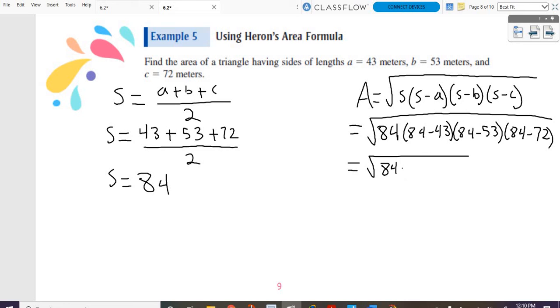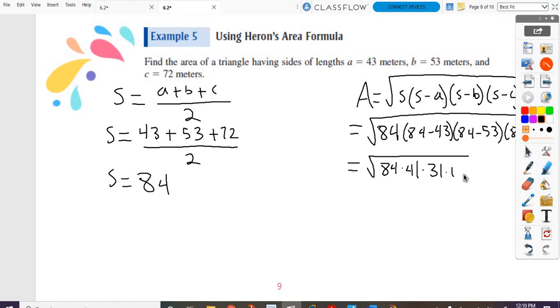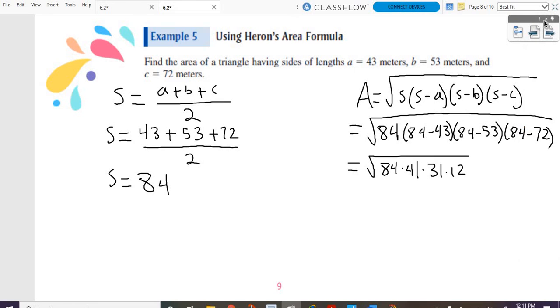So 84 minus 43 gives us... I just put it all in. Well, 84 minus 43, we should be able to do in our heads, is 41, right? Okay, 84 minus 53 is going to be 31. And then 84 minus 72 is 12. Okay, and then if we do 84 times 41 times 31 times 12, what do we get?